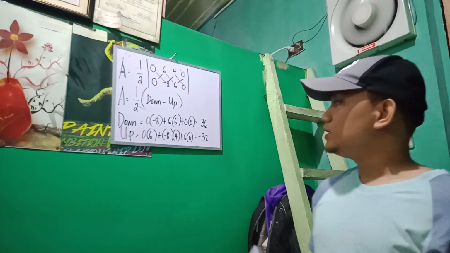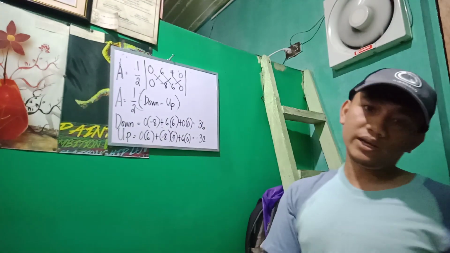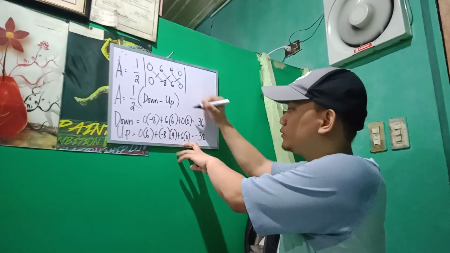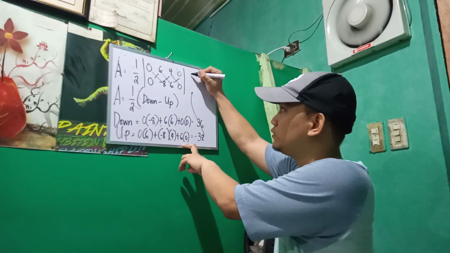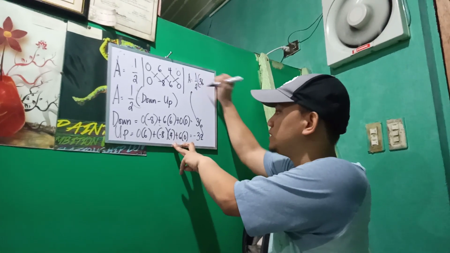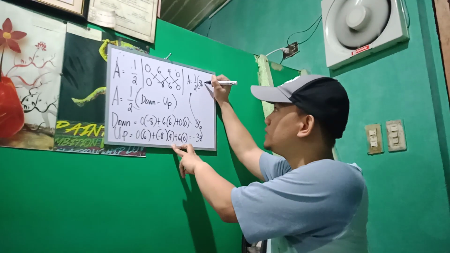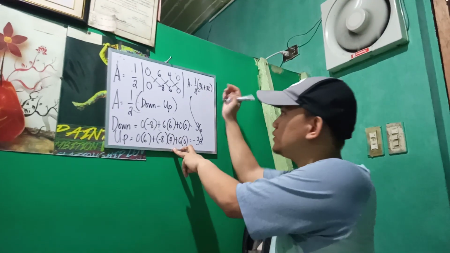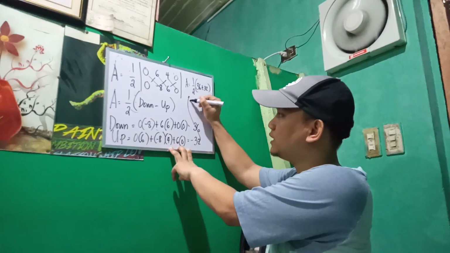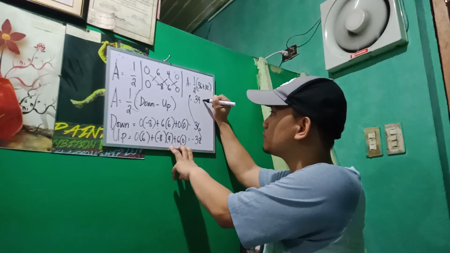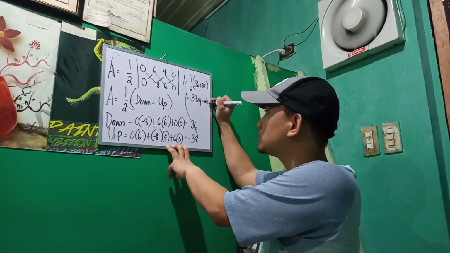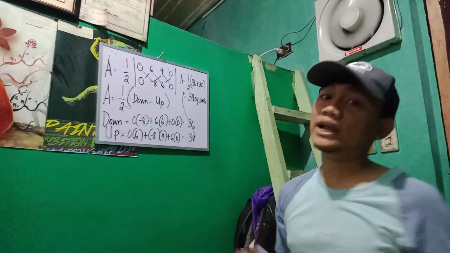Okay? So, based from our formula, area is equal to 1 half downward minus upward. So, what are we gonna do? So, from this, so we're gonna solve for the area. Area equals 1 half down minus up. Since negative, so we'll change the sign to positive. So, 36 plus 32, that's 68. And 1 half of 68, that is equal to 34 square units. So, yun na yung desired area natin.